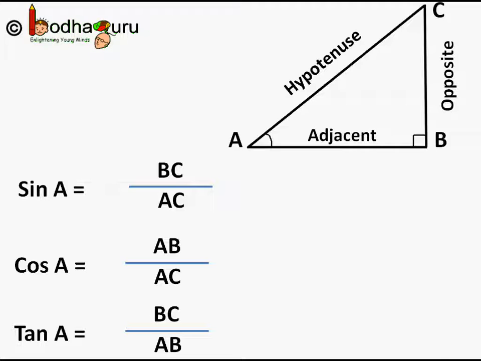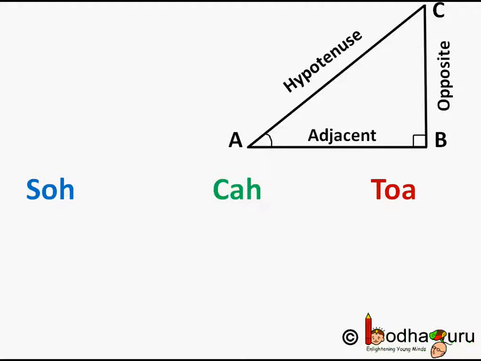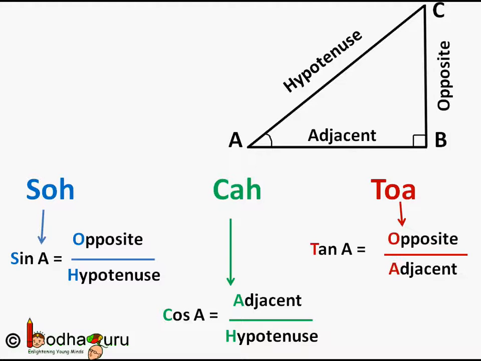How do you remember it? An easier way to remember these three important ratios is to remember just three words. It may sound a little funny, but just remember them. Soh, Cah, Toa. Soh, S-O-H, Cah, C-A-H, and Toa, T-O-A. And what does it mean?